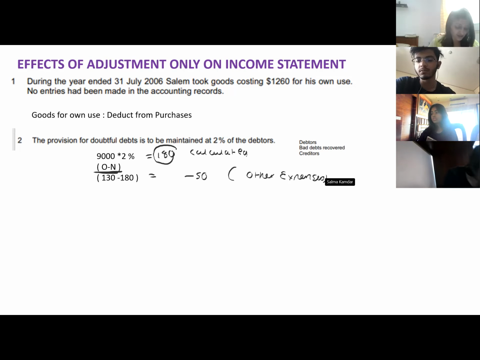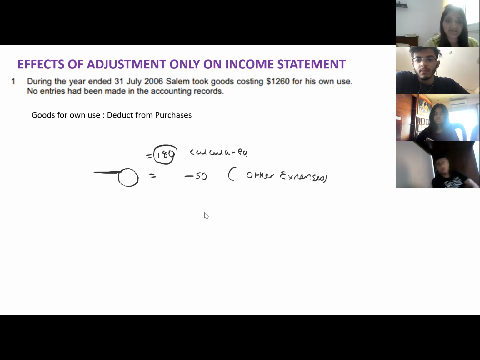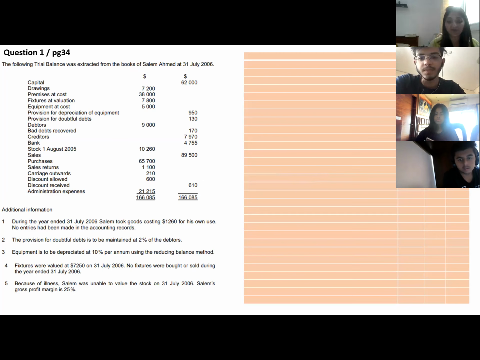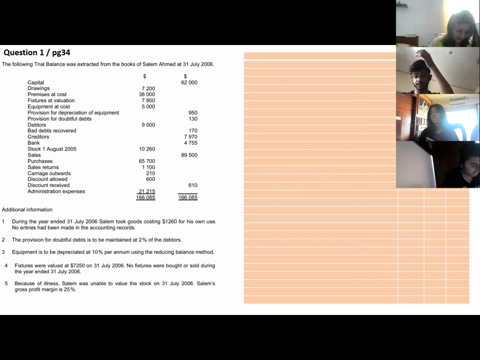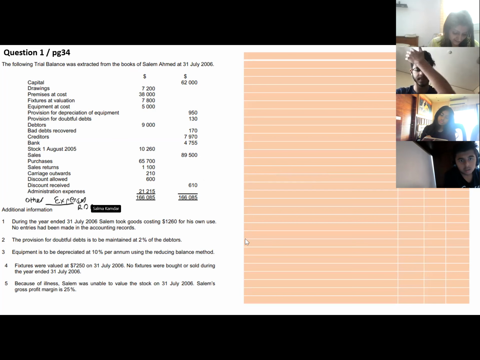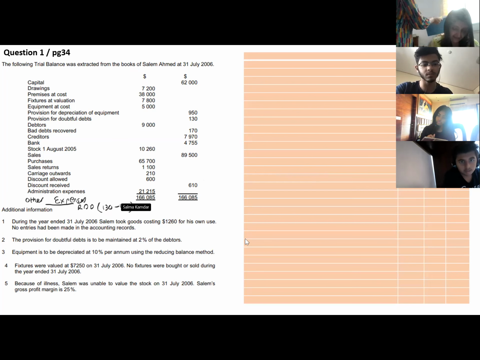If you make the balance sheet, then in the balance sheet, 180 will be deducted from your debtors. That we will see when we do a balance sheet sum. So now how will you record it? You have the trial balance in front of you. You will write other expenses, then write RBDD, and minus 50. In brackets you can show 130 minus 180, old minus new.